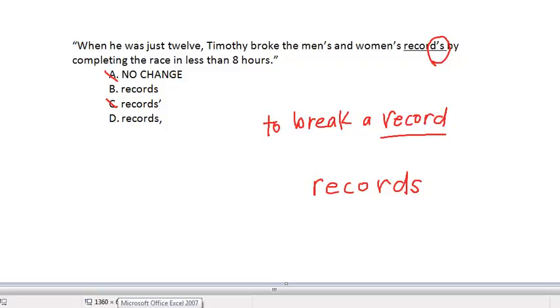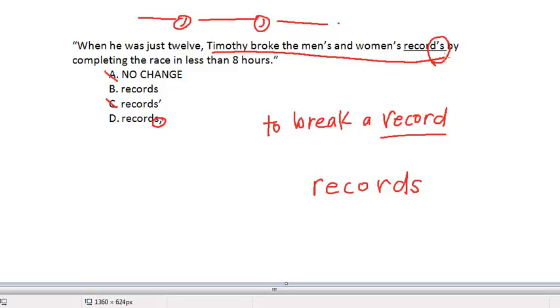So that leaves us with only two options, options B and option D. The only difference between the two is that in option D, we have a comma after. So that means the structure of the sentence in option D would be something like this. And what would be in between the two commas is this clause right here. Timothy broke the men's and women's records.